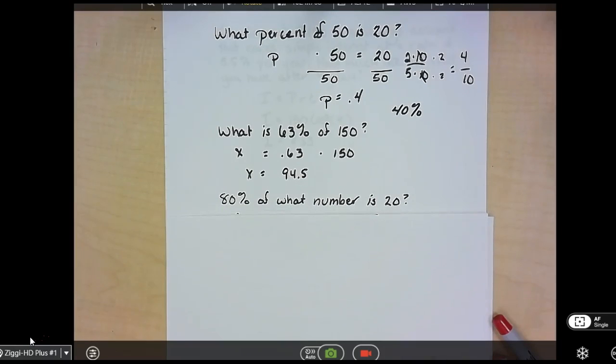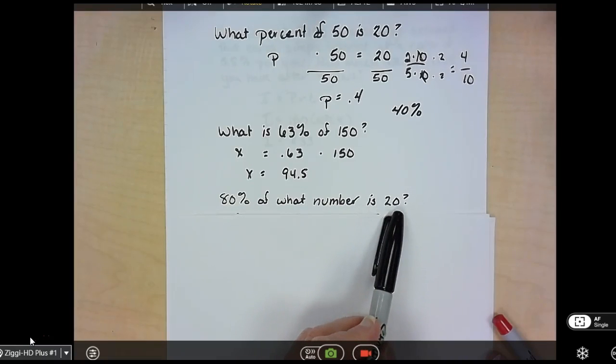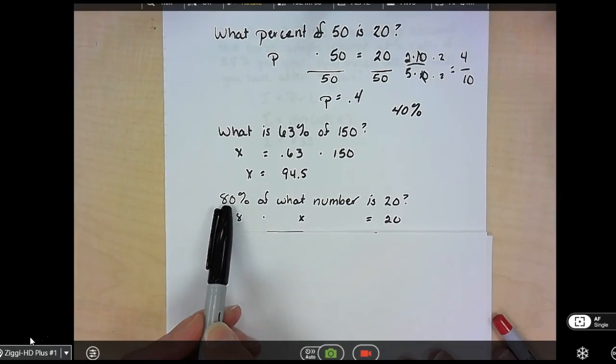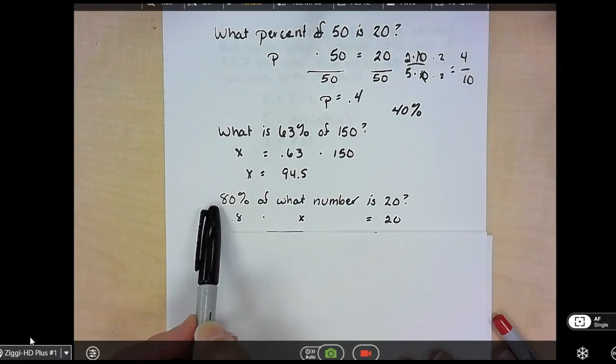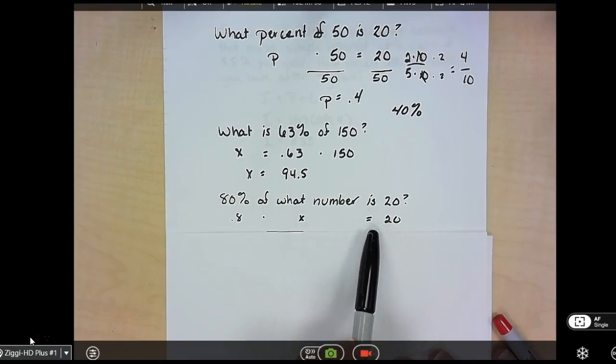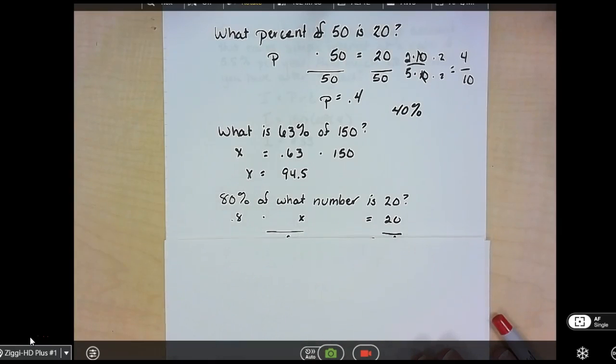If it's worded still differently, 80% of what number is 20? 80%, write down as your decimal, 0.8, because again you're dividing by 100, which moves your decimal 2 places to the left. Of is always multiplication. What number? I don't know it. It's x. Is always equal. 20 would be 20. Okay, so now I have a number times the x, so to get rid of multiplication, I have to divide. So I divide both sides by 0.8. 20 divided by 0.8 gives you 25.